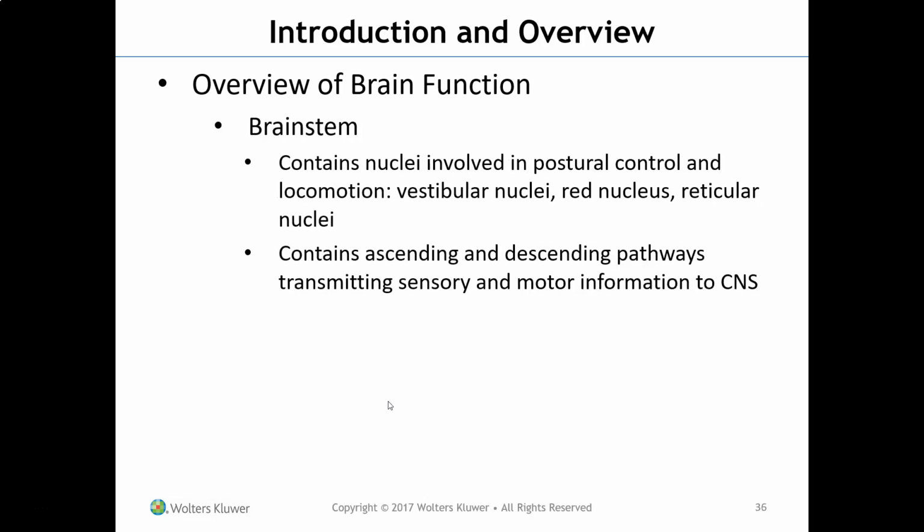Now, if we go to the brainstem, remember brainstem controls nuclei involved in postural control and locomotion. You have vestibular nuclei. The red nucleus contains ascending and descending pathways transmitting sensory and motor information. So when you have damage to the brainstem, a lot of things can get affected: motor, sensation, balance, visual, you name it. So this is going to be a harder patient to work with than the spinal cord patient.